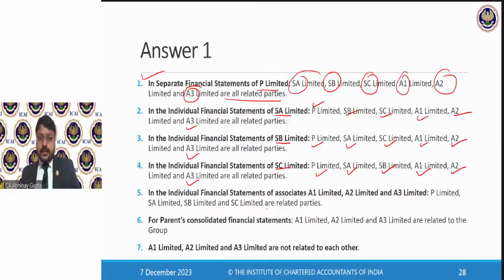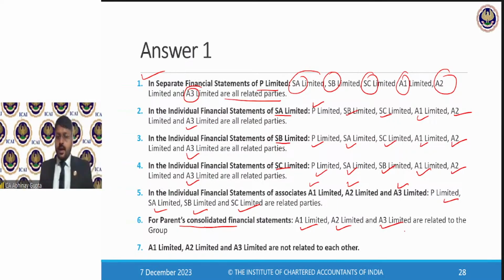Okay. Then, individual financial statements of A1, A2, and A3 Limited, because it will be all same. So P Limited, the parent company, and all the subsidiary companies are the related parties. And for parent's consolidated financial statements, associate 1, associate 2, and associate 3 are related. Now, who will tell me that for consolidated financial statements, why subsidiary companies are not considered as related parties?